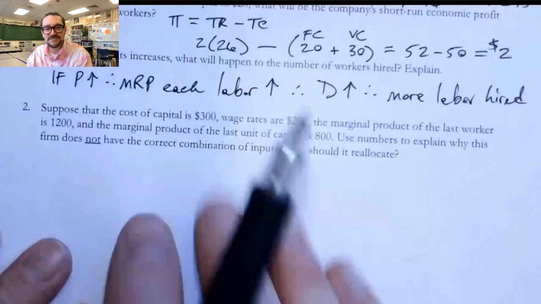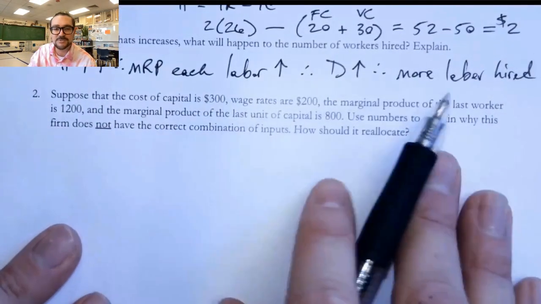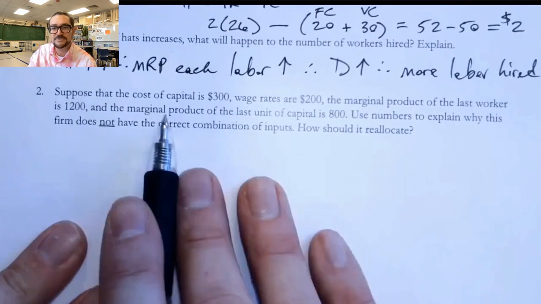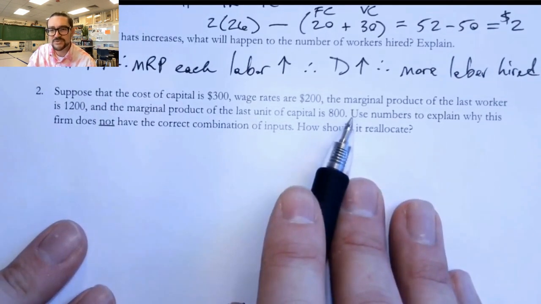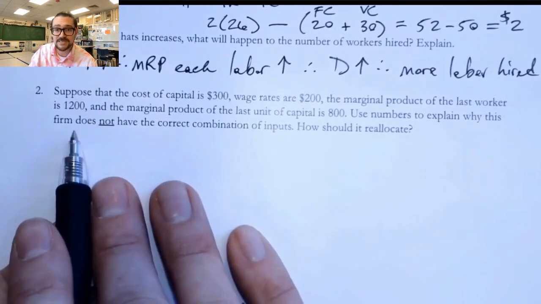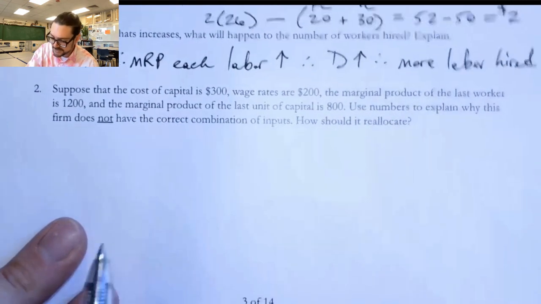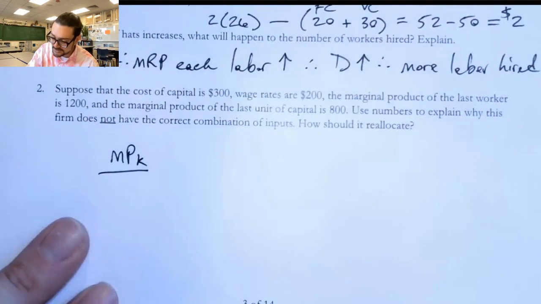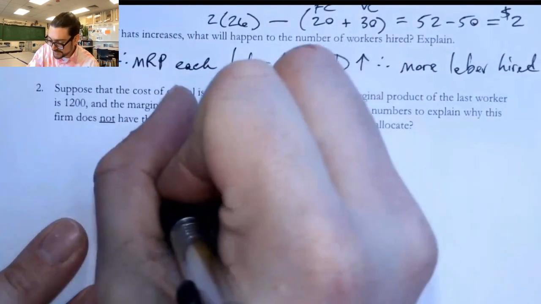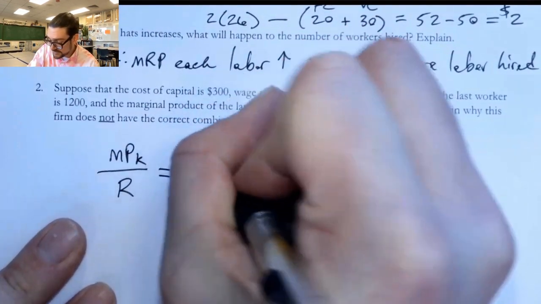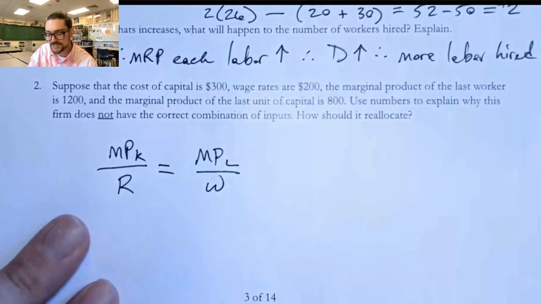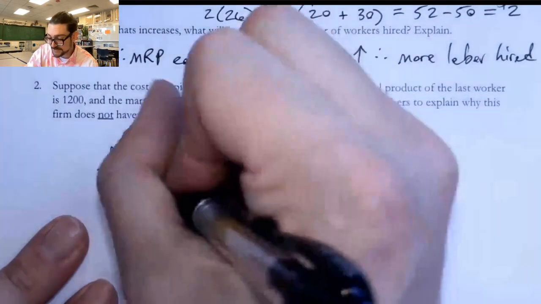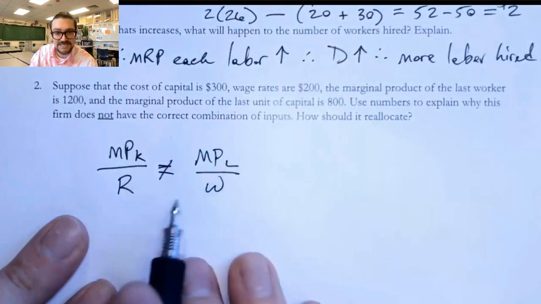Now, the last problem doesn't have anything to do with hats. Suppose the cost of capital is 300, wages are 200, marginal product of last worker is 12, marginal product of last unit of capital is 8. Using numbers, explain why this firm doesn't have the correct combination and how they should reallocate. So we know we're looking for MPK, the marginal product of capital, divided by the rent to equal the marginal product of labor divided by the wage, but we're also being told that these are not equal values. And so let's test and see which one's bigger.